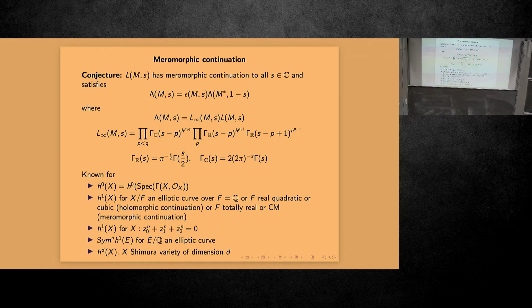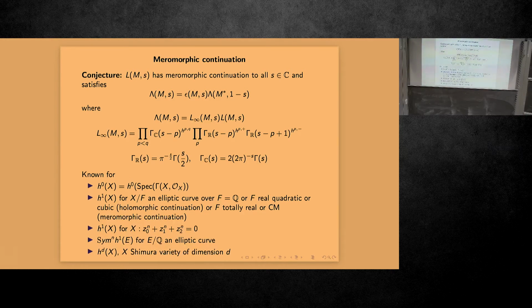Now for higher symmetric powers of elliptic curves, so this is just the symmetric power in the sense of linear algebra, right? So this H^1 is a two-dimensional space in all the realizations, and you take its symmetric powers. And this is again a motive. It occurs in some cohomology of some variety. In fact, in the n-fold self-product of E, it's a direct summand of this. So it's again a motive occurring in some variety. And meromorphic continuation is also known in this case by Taylor and Clozel and others.